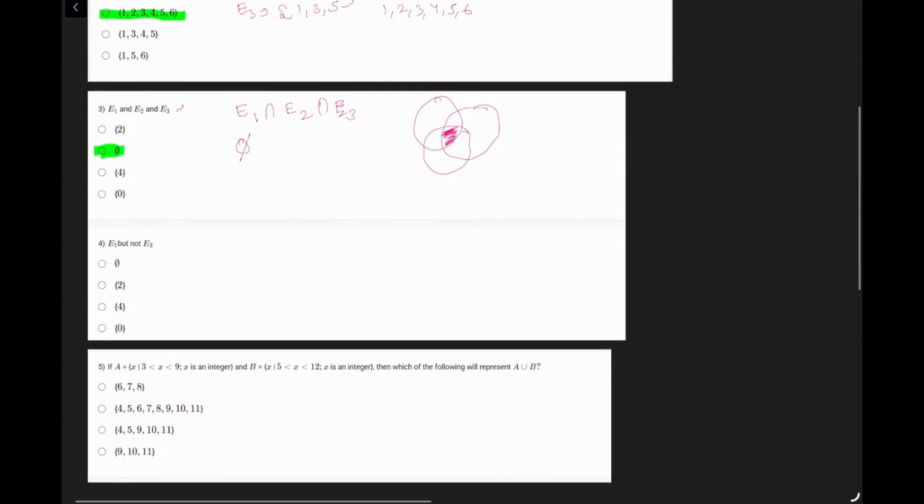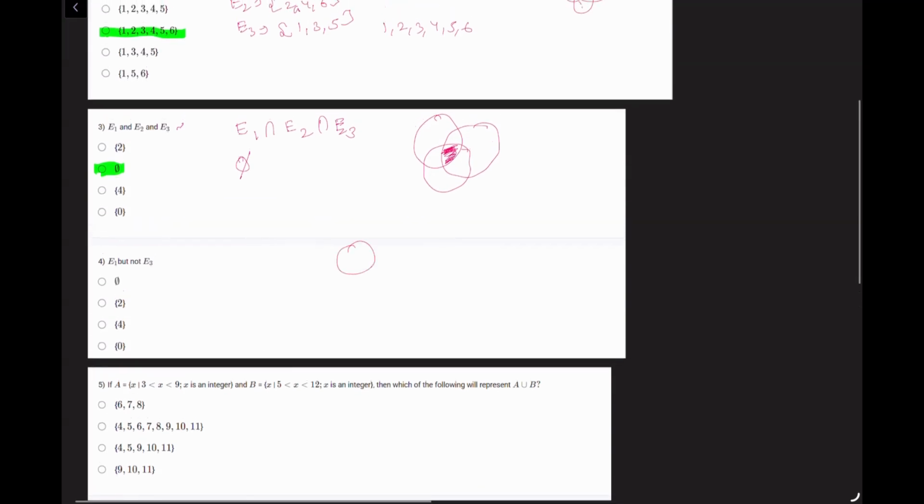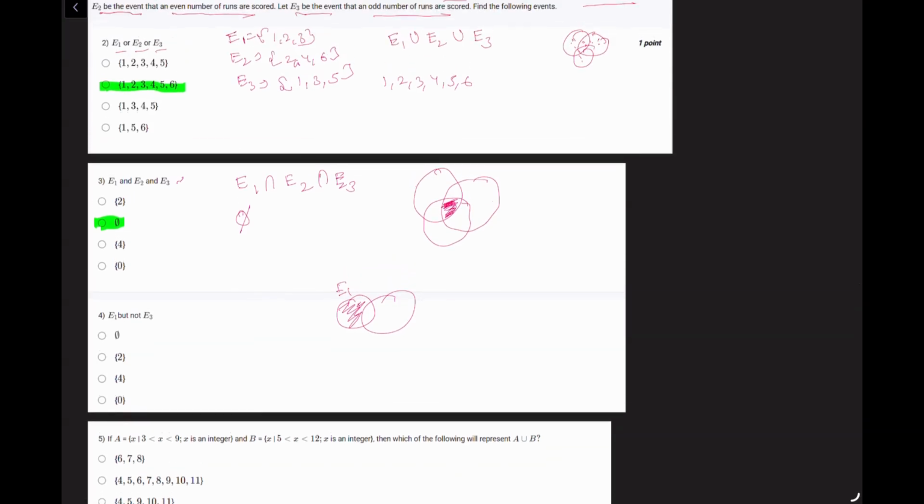Moving ahead, something which is in E1 but not in E3. If I have to draw E1 and E3, it means only this part. Let's check. E1 we have 1, 2, 3. E3 we have 1, 3, 5. So what is in E1 but not in E3? That turns out to be number 2. And that's why the answer here is E2, this 2. I hope this makes sense.